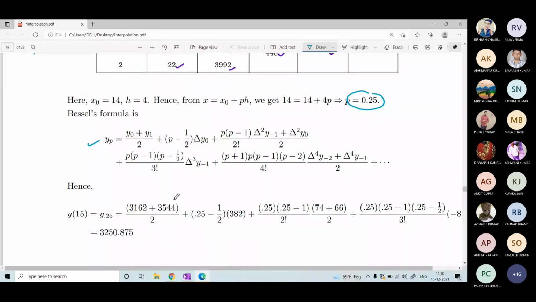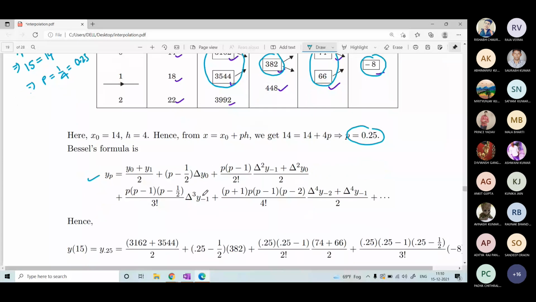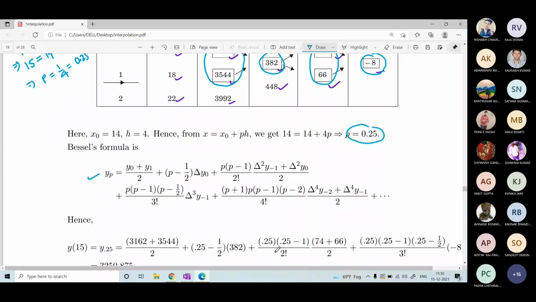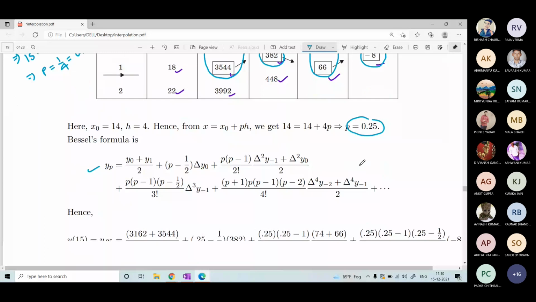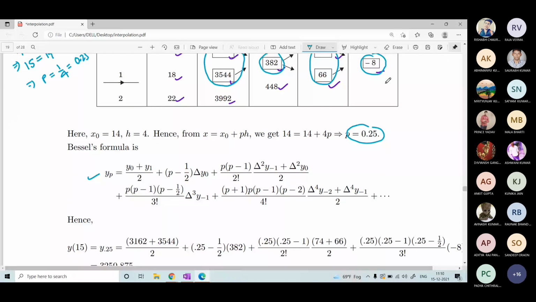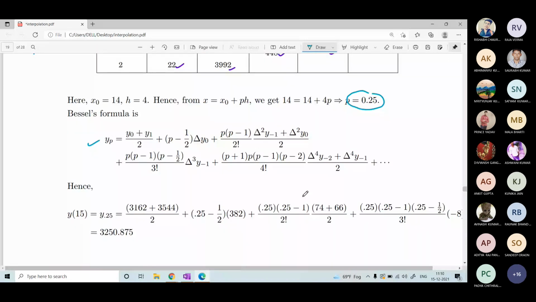Next term will be P minus half into delta y naught. So P is 0.25 minus half into delta y naught. Delta y naught is 382. Next is P into P minus 1, so 0.25 into 0.25 minus 1 by factorial 2 into the average of second order forward difference, that is 74 plus 66 by 2, and so on. You have to consider the last term. So this is how Bessel's formula is used. You do not have to remember the derivation, but the process will be known to you, how you derive the formula.